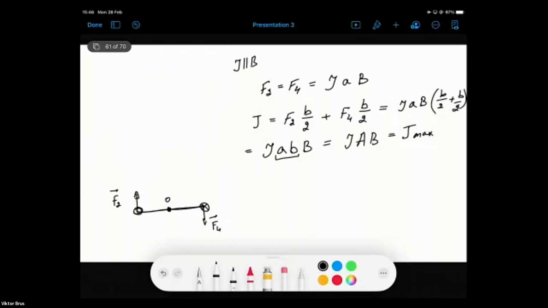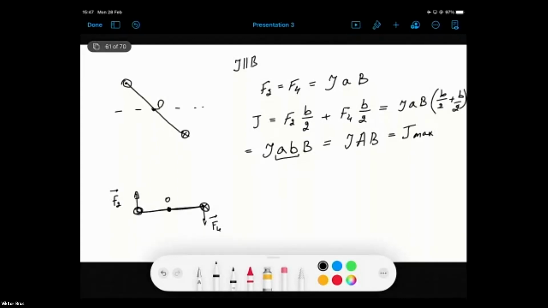How it will look. So we have already tilted. It also looks from the bottom of the current loop. So this is our point O about which this current loop is rotating. So here we will have current coming out and here going in.